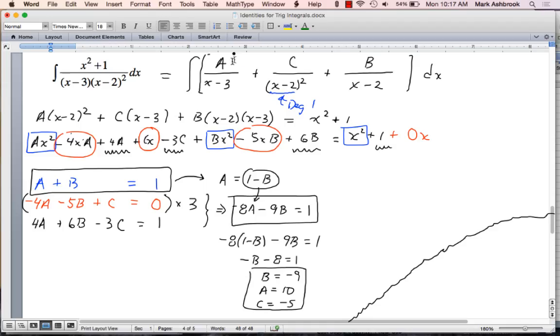So this is a equals 10, c equals negative 5, b equals negative 9, and those are three easy integrals. 10 over x minus 3, negative 5 over x minus 2 squared, negative 9 over x minus 2.